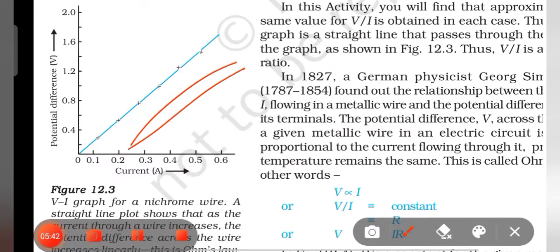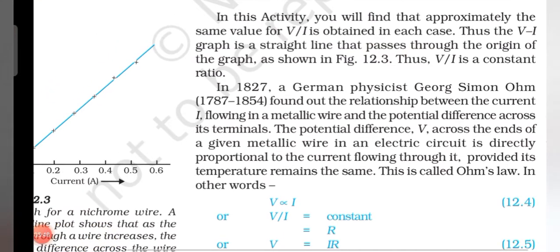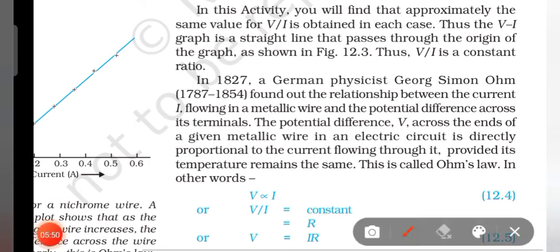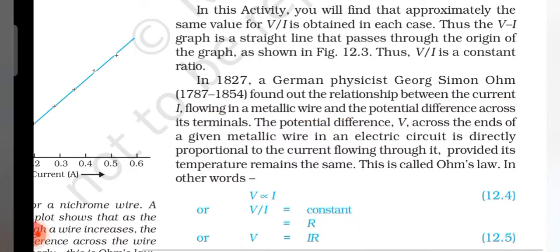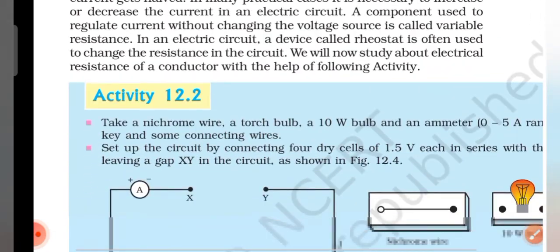So this Ohm's law is a relationship between the current and the potential difference in a metallic wire, and was founded by George Simon Ohm. He was a German physicist. These derivations I have told you earlier only. Now we will come to another activity.